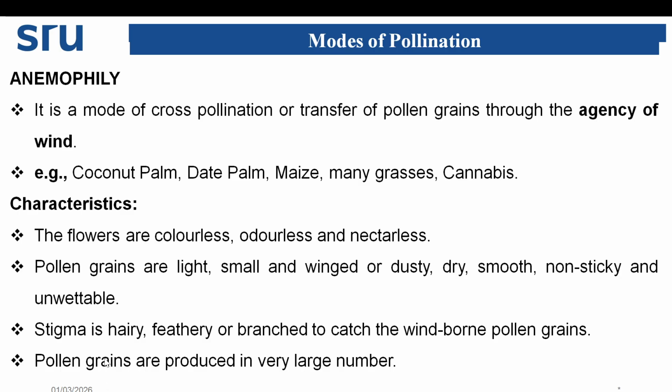What are the characteristics here? The flowers are colorless, odorless and nectarless. The pollen grains are light, small and winged or dusty, dry, smooth, non-sticky and unwettable. So these are the characteristics of the pollen grain. The stigma is hairy, feathery or branched to catch the wind-borne pollen grain. The pollen grains are produced in a very large number, right?